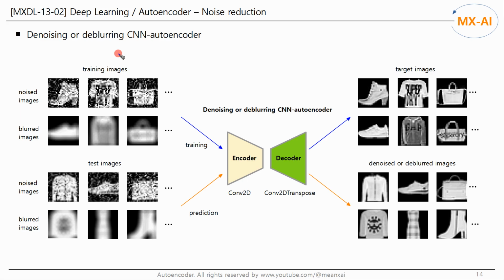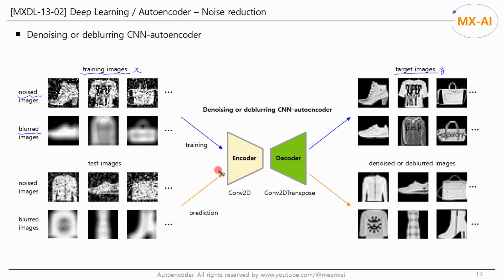First, let's look at the CNN-autoencoder model for denoising or deblurring. We generate a training dataset by intentionally adding noise or blur effect to the original images. These are the feature data X with added noise or blur effect, and these are the target Y, which are the original clear images. The images in this example are samples from the fashion-MNIST dataset.